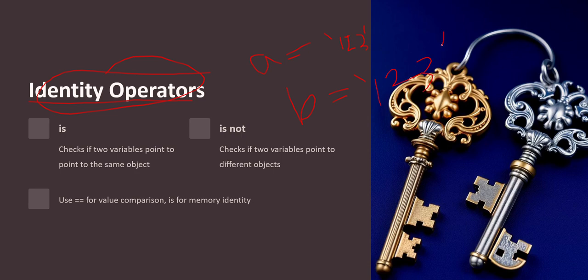Now what I am doing in identity operators, if I am writing a is b, that simply means I am checking whether a and b refer to the same object. If I check the values, the values are equal, but a and b are both independent variables. They are referring to different memory locations. They are not referring to the same memory location. So I'll be getting false over here.